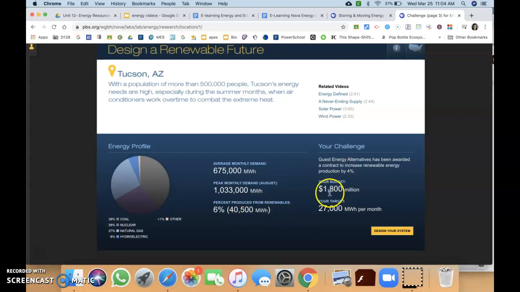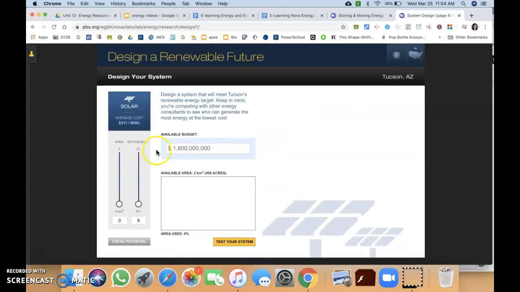Then we have our budget, and your target is to get 27,000 megawatts per hour. If you look here, nuclear, natural gas, hydroelectric, they show you some pie charts for this. So I'm going to start to design my system, and I can choose in here what's going on. I can do it by efficiency or by area, and this is solar. The average solar cost is 211 megawatts. Again, here's my available budget.